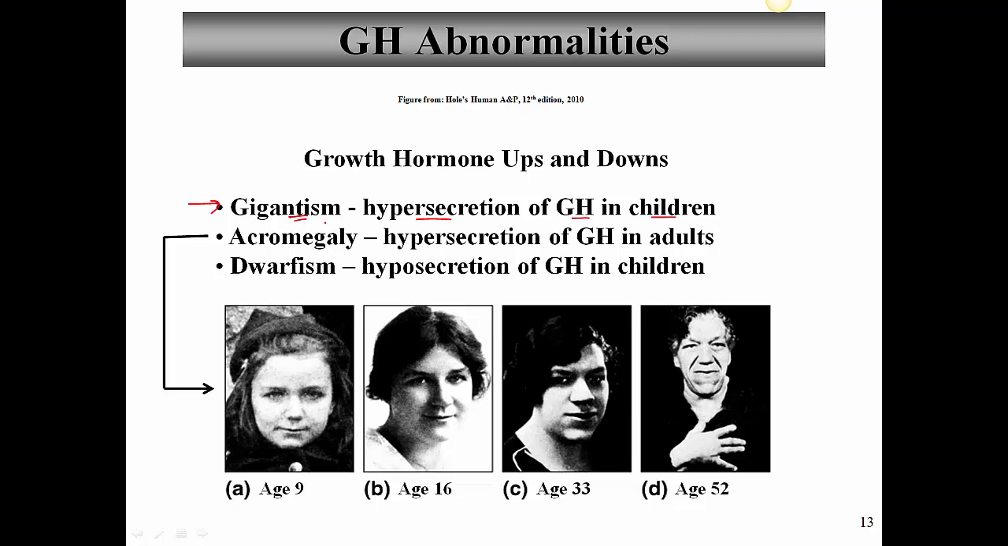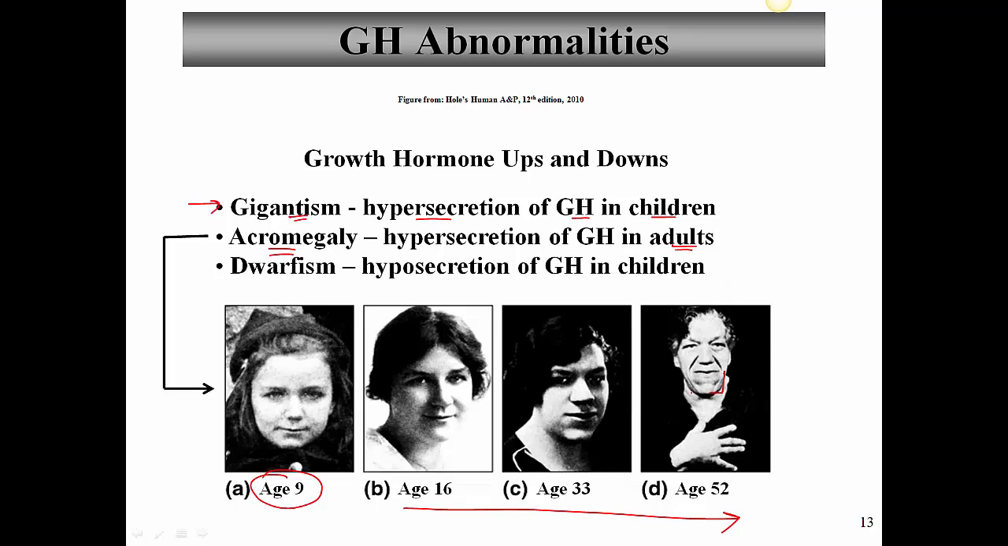This is known as gigantism. Now we can also have hypersecretion of growth hormone in adults, that is, people who have passed puberty, and this is known as acromegaly. If you look at the diagram on the bottom, you'll see this young girl, age 9, that's pretty much normal. Following puberty, there was an excess of growth hormone secreted, and from age 16 to 52, you can see the progression in the facial features here.